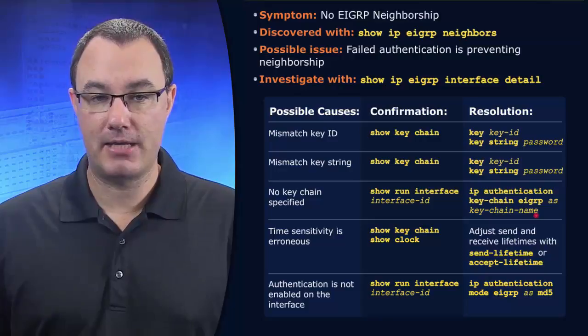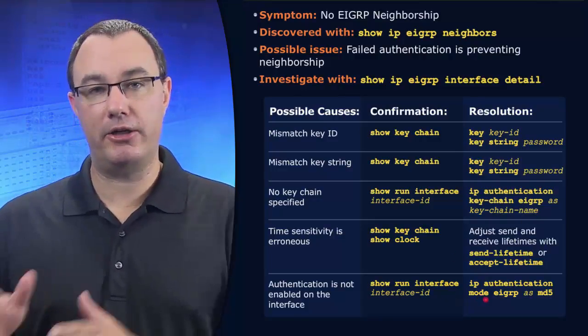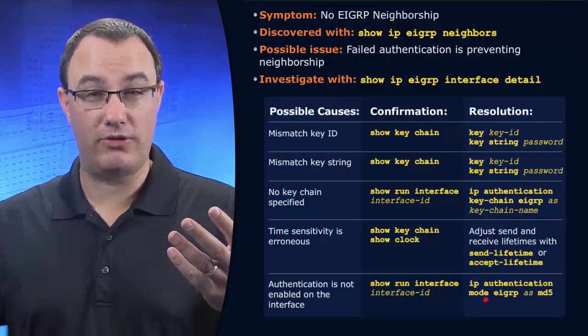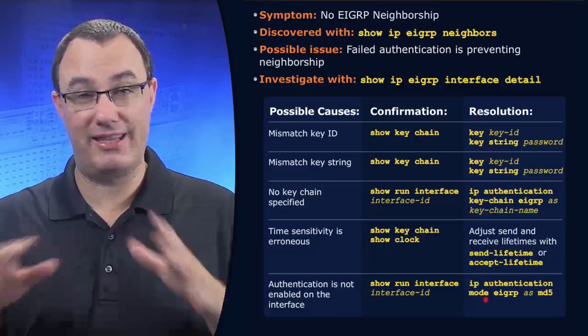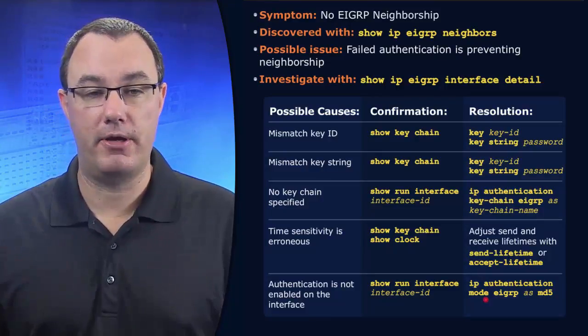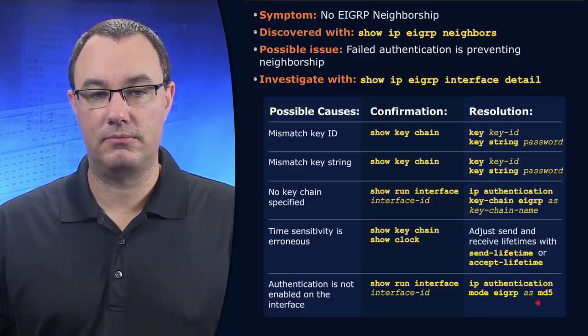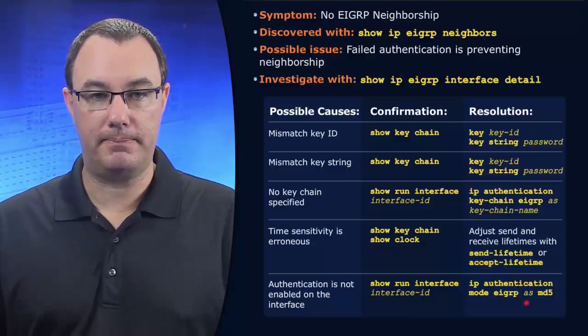Now, the other interface level element is just making sure that the feature is turned on. Authenticating one side and not authenticating on the other, as in it's just not expecting authentication, has no chance of working. And they do still have us type in MD5, even though that's all we're going to get.